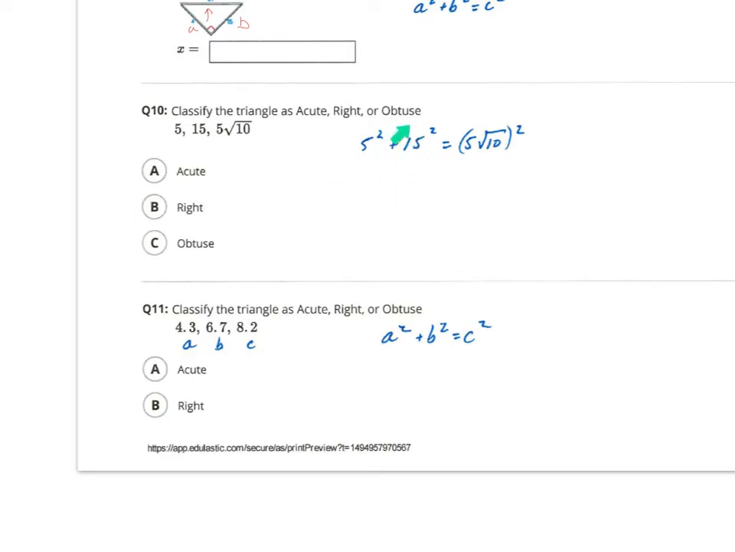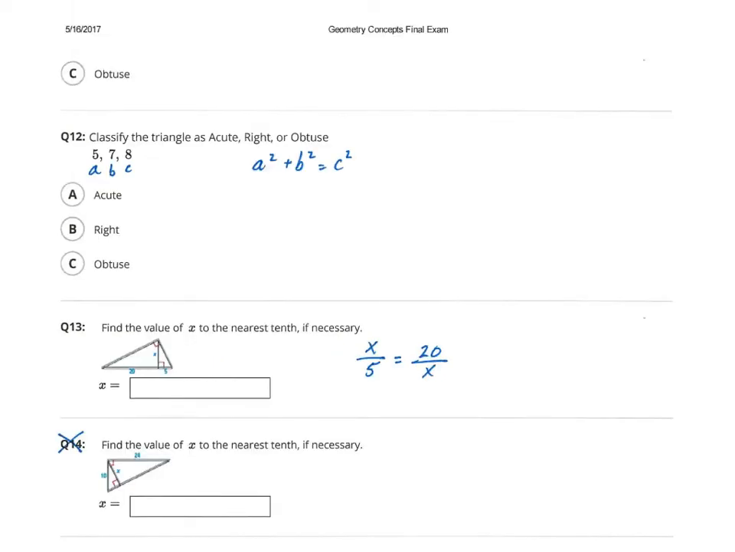If this side is larger, then that's going to be acute, I'm sorry, acute. And if this side is larger, then that's going to be obtuse. So that's how you do 10 and 11. Number 12 is the same thing as 10 and 11. So you plug them in, figure out what's bigger or if they're the same.